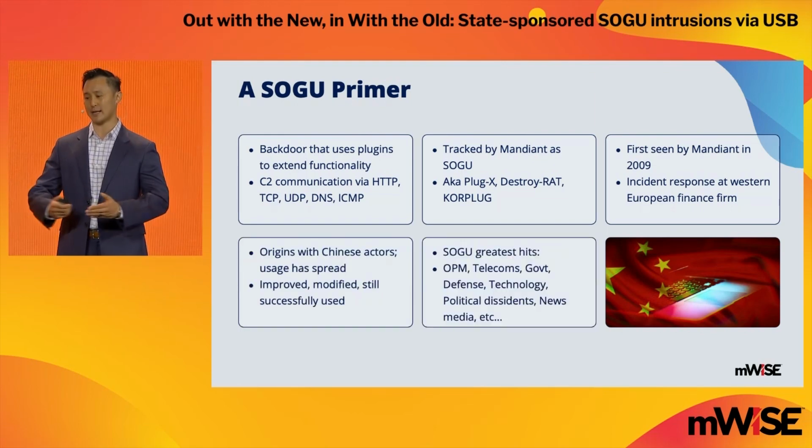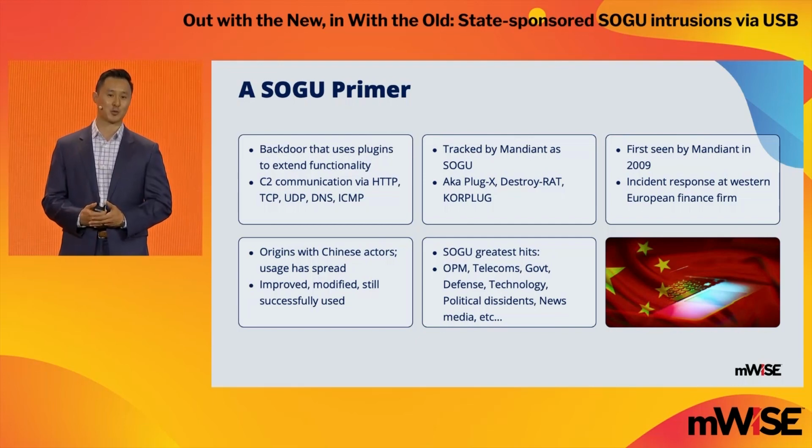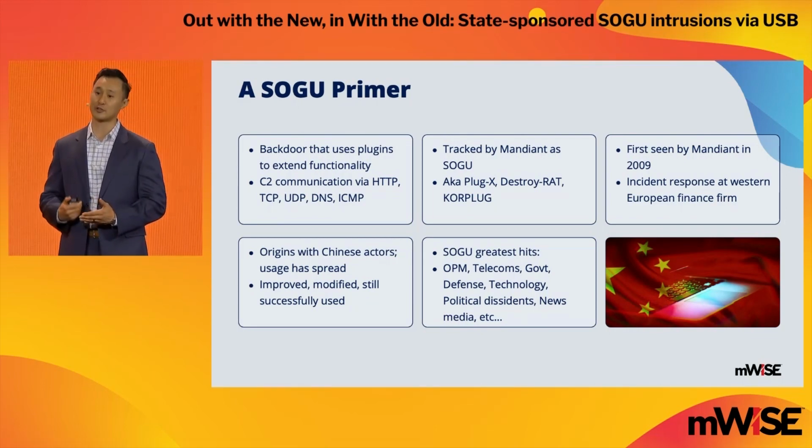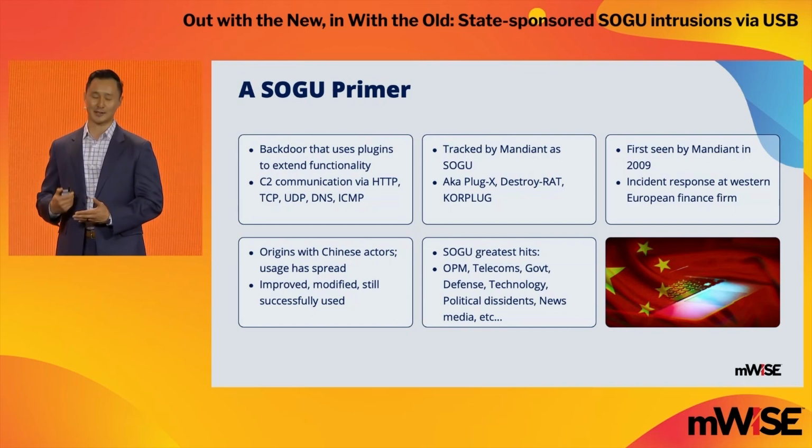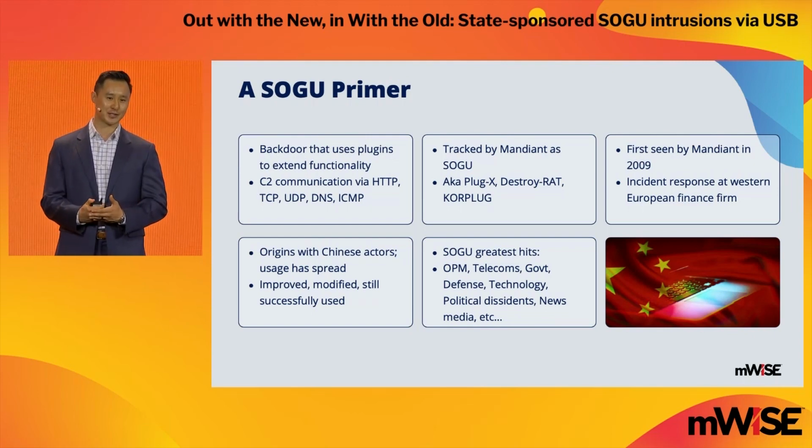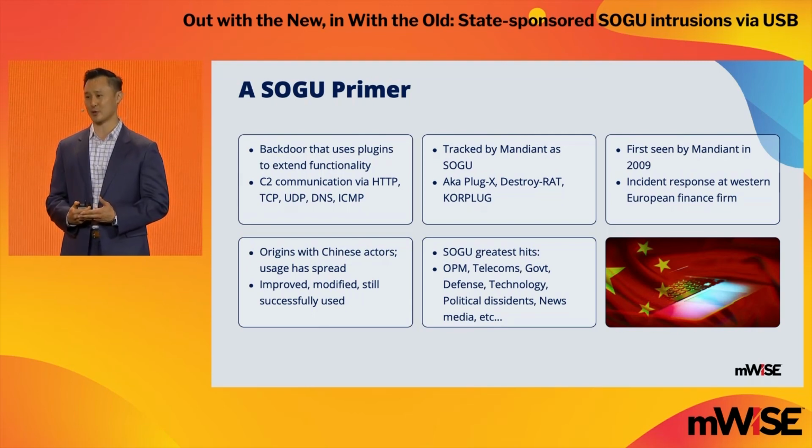So some of SOGU's greatest hits include the intrusion at the Office of Personnel Management, where the security clearances for over 20 million government employees were stolen. That intrusion involved the use of SOGU. Some of the largest telecoms across the globe have had intrusions involving the use of SOGU, as have many government agencies, defense, and tech firms. And chances are greater than not, if there's an industry sector that has information of importance to the Chinese government, that industry sector has had an intrusion involving the use of SOGU.